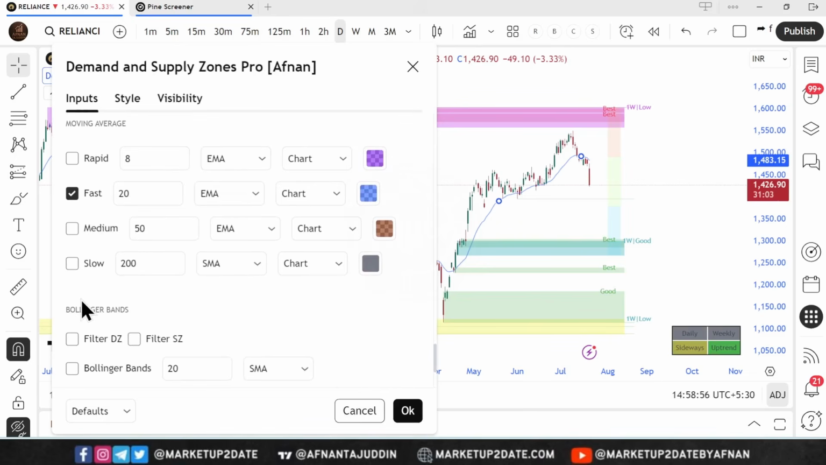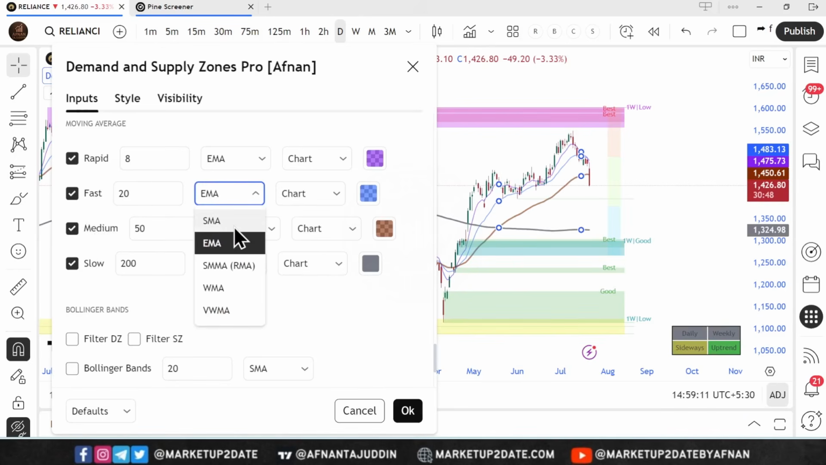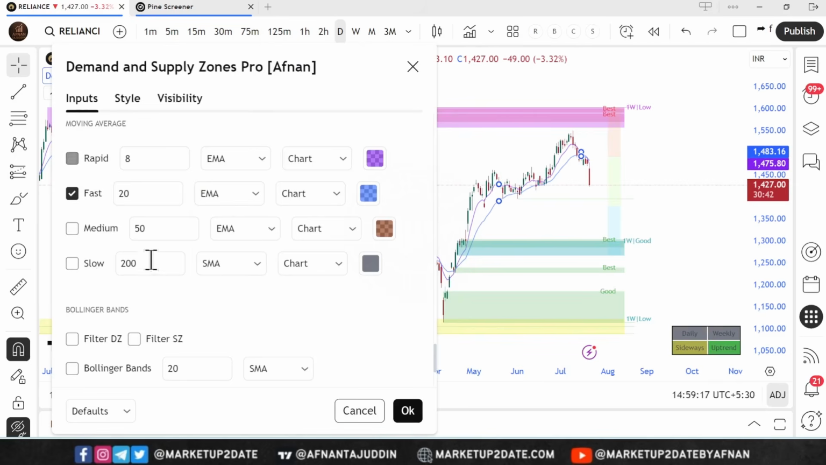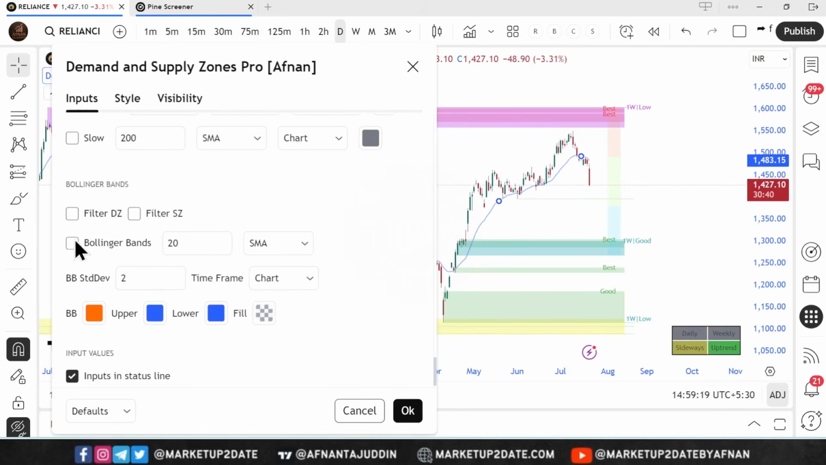For moving averages, you can enable up to 4 fully customizable moving averages: a rapid, fast, medium, and slow one. For each, you can set the length, the moving average type such as an exponential moving average or simple moving average, and even the time frame it is calculated on. For Bollinger Bands, you can display standard Bollinger Bands and filter demand zone and filter supply zone. I usually don't recommend this option, added because of user request.